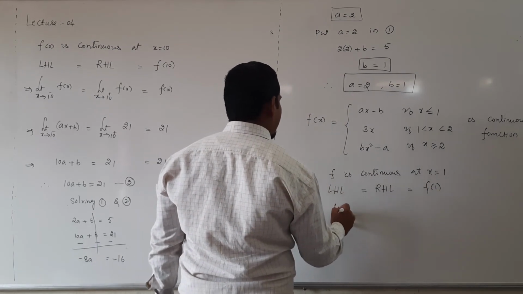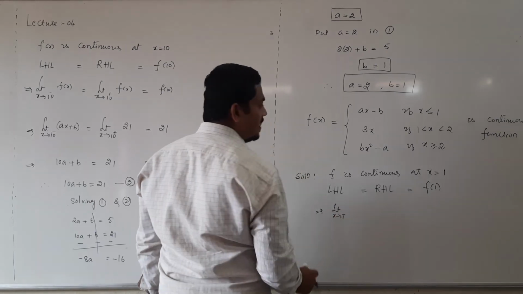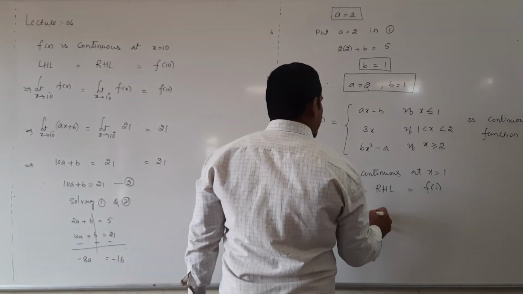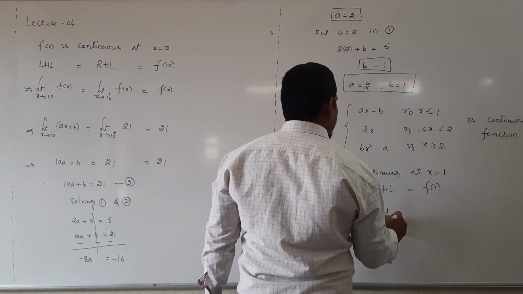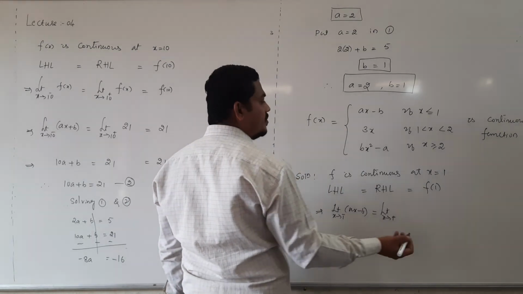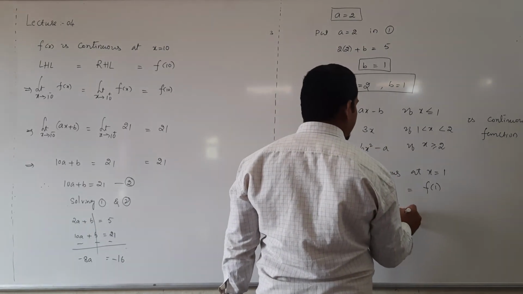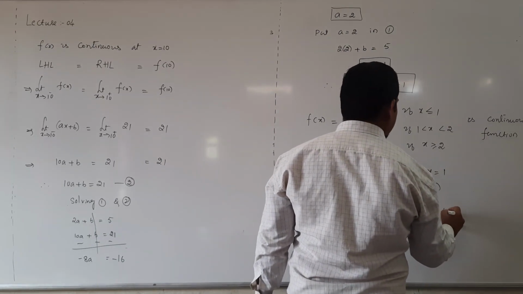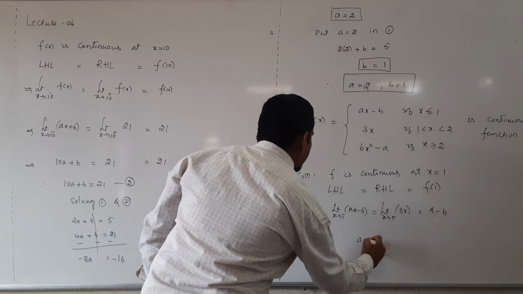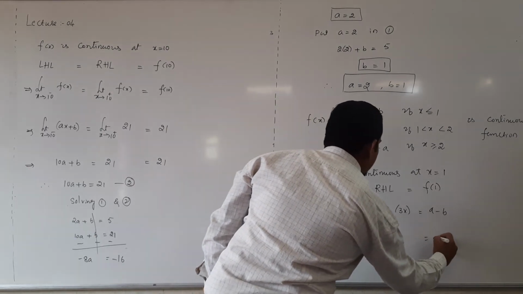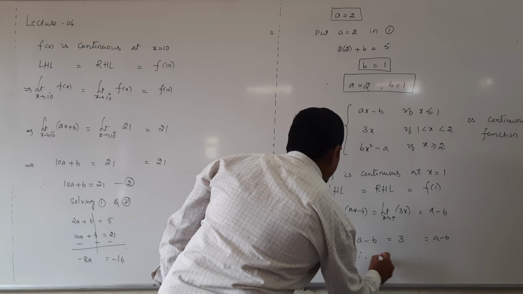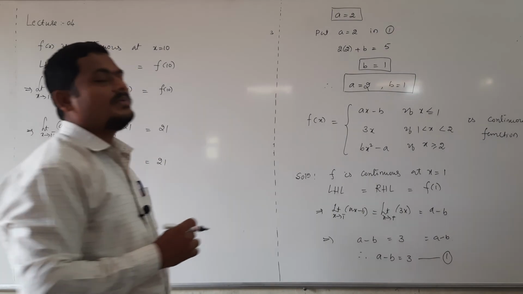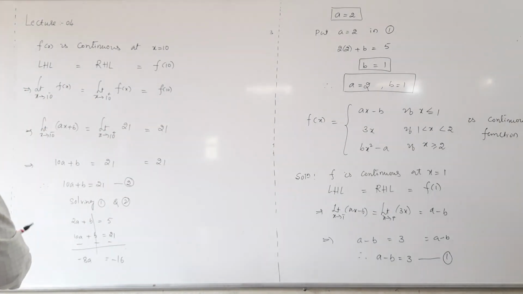Directly I will write the left hand limit, that is limit x tending to 1 minus. x tending to 1 minus means less than 1, directly I will replace the function. Then limit x tending to 1 plus, 1 plus means more than 1, our f of x is 3x. That's equal to f of 1. Put x value 1 here, then a minus b. So a minus b equal to 3. Take this as equation number 1.